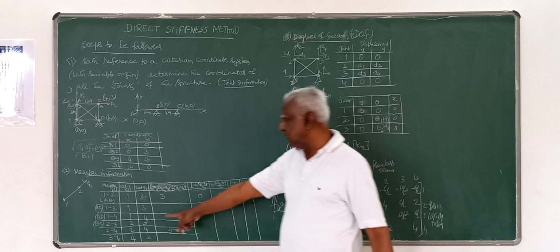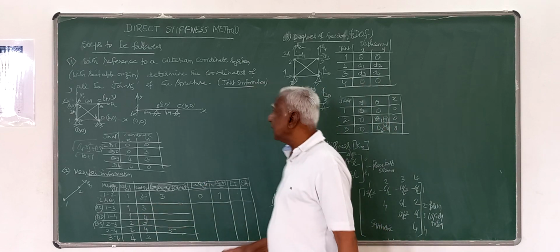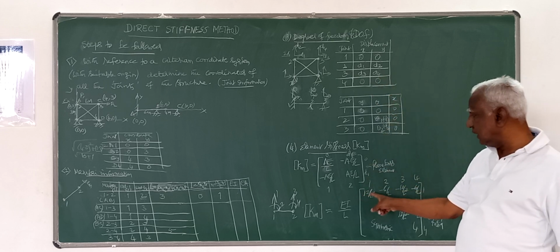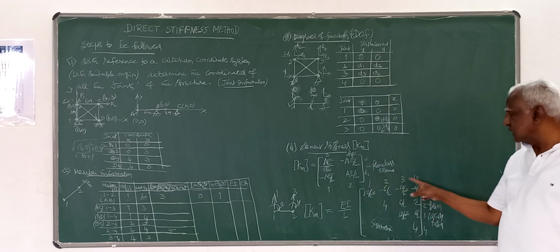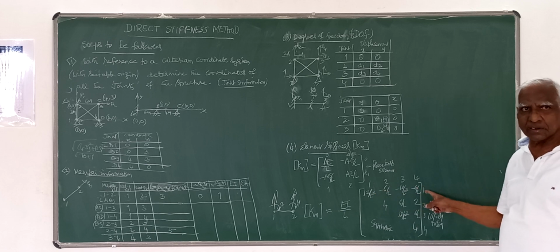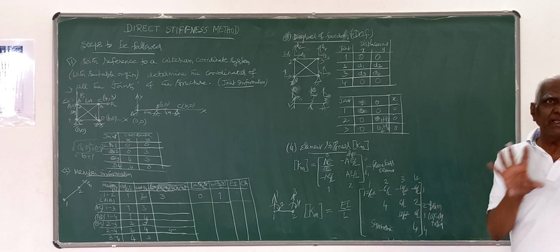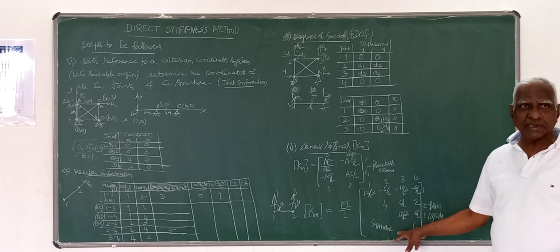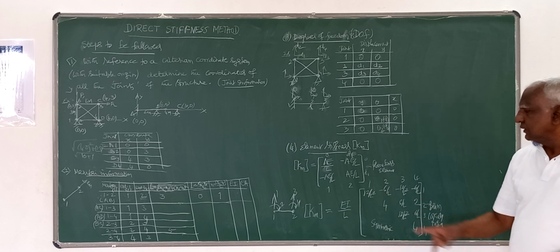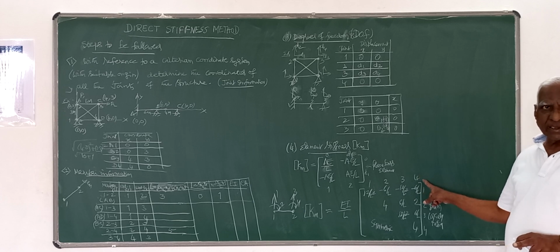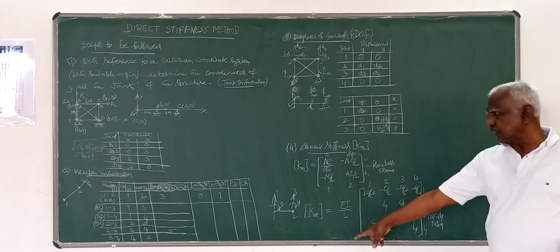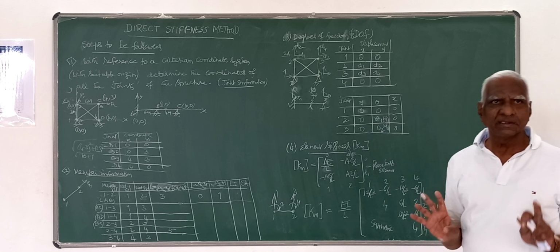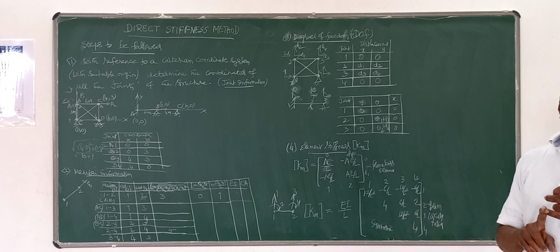Like that, member 2 is having different degrees of freedom. N1 and N2 are different, and these degrees of freedom also will vary accordingly for other members. This joint information or nodal information will be different. You have to generate the element stiffness matrix correctly for each element with the corresponding degrees of freedom. That is your step 4.